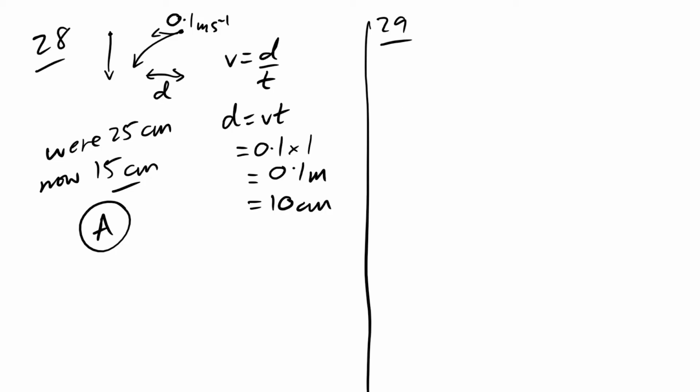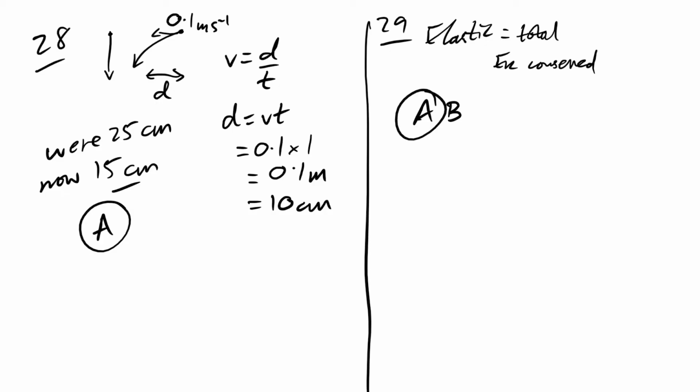29. Elastic collision, no external forces. If it's elastic, we know that total KE is conserved. So therefore, well, we know it has to be A or B, but magnitude of forces greater on the smaller mass. No way, it has to be the same on both, doesn't it? Because that's just the way forces work, Newton's third law. So it has to be A.